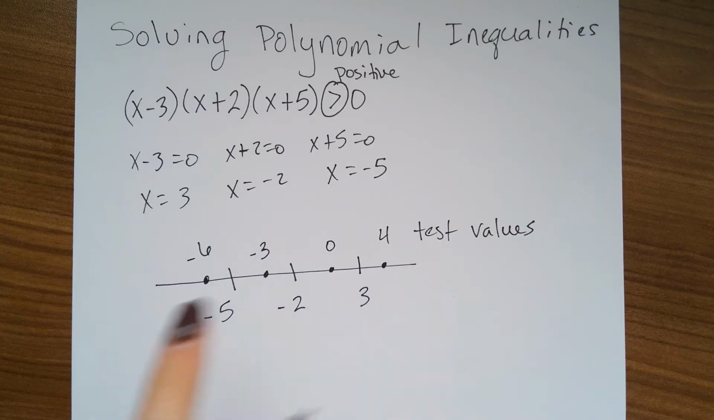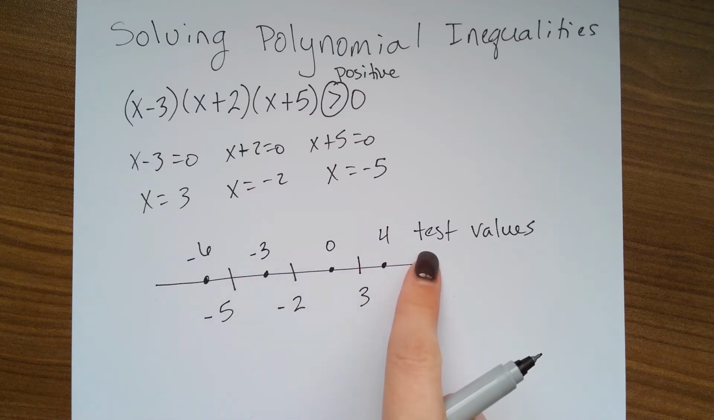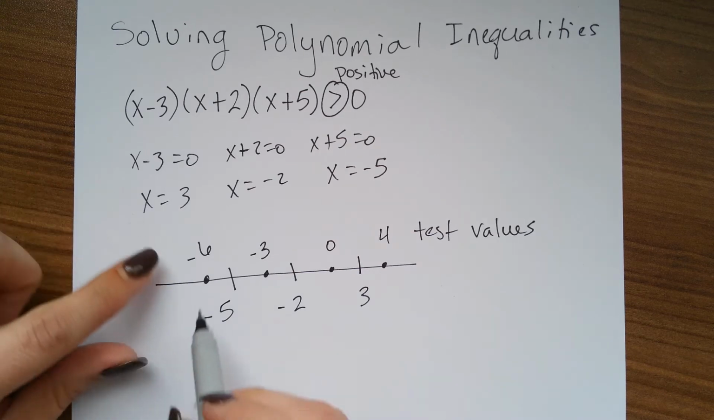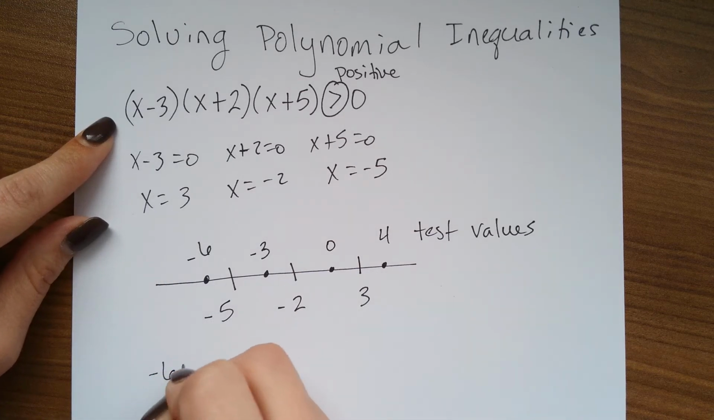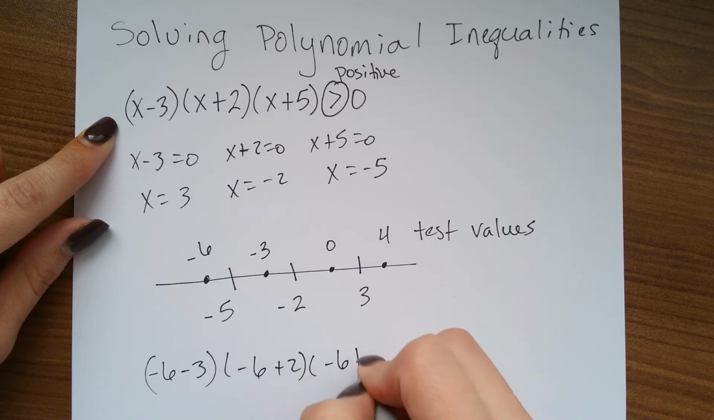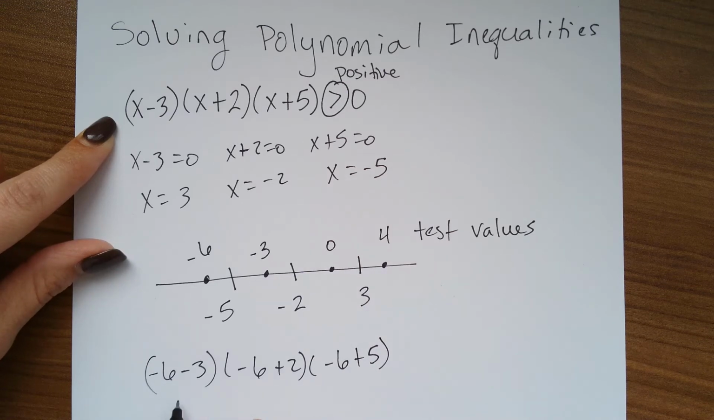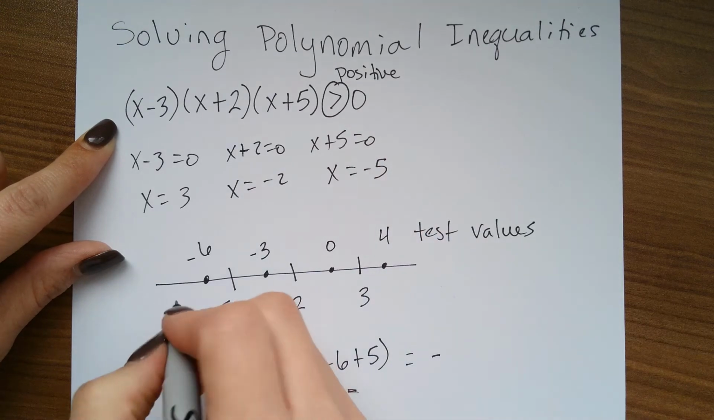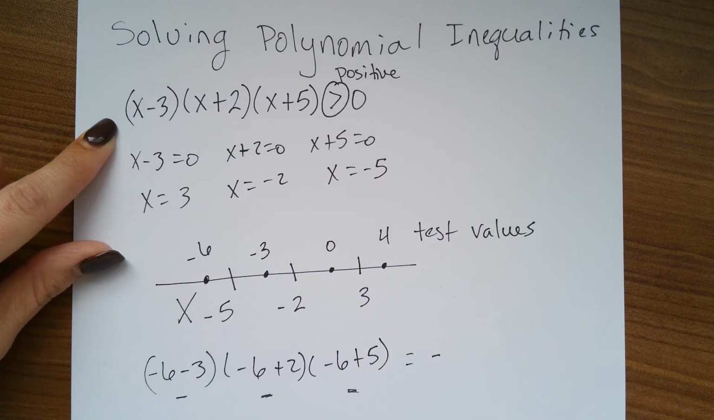And so now I'm going to plug my test values back in and see if I get something positive or something negative. If I get something positive, then I know I want that interval. If I get something negative, I know that piece is not included in my solution. So I'm going to take negative 6, my first test value. So I'll have negative 6 minus 3 times negative 6 plus 2 times negative 6 plus 5. So negative 6 minus 3 is negative. This is negative. This is negative. A negative times a negative is a positive times a negative gives me a negative. We're looking for positive values though, so I know everything less than negative 5 is not included in my solution.